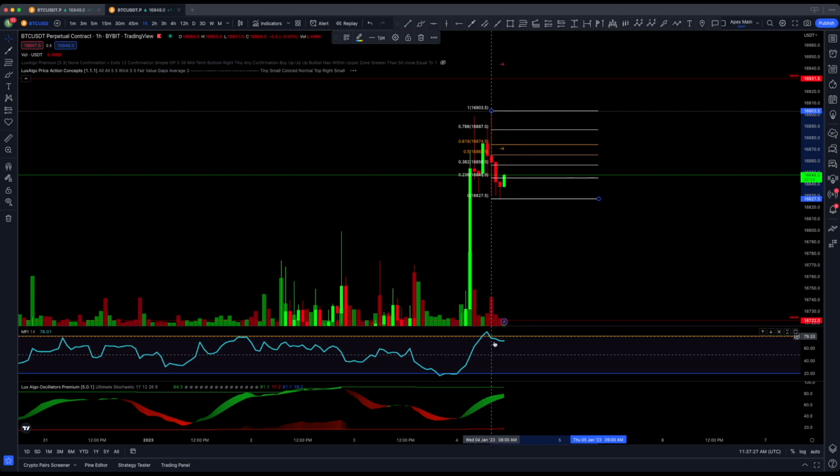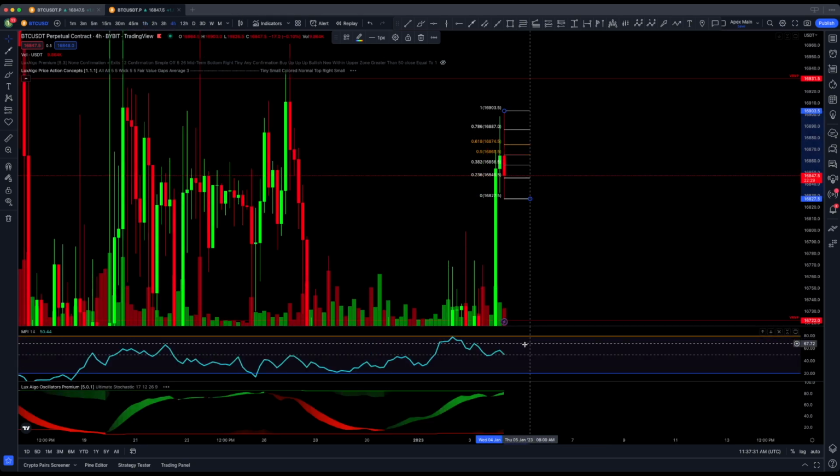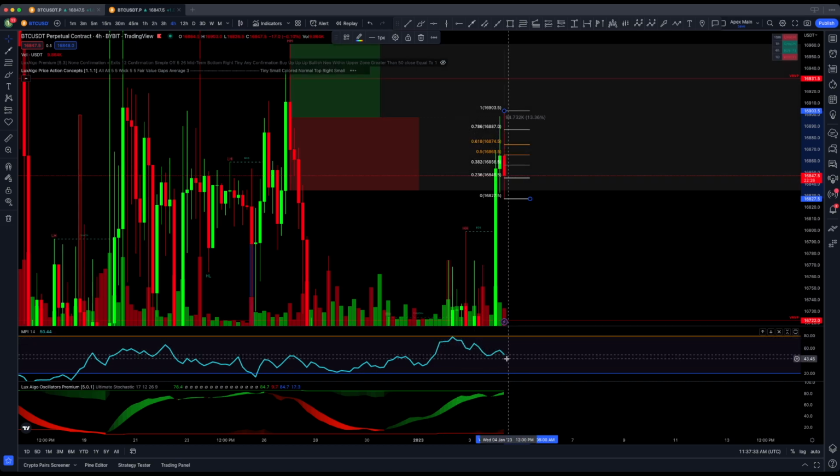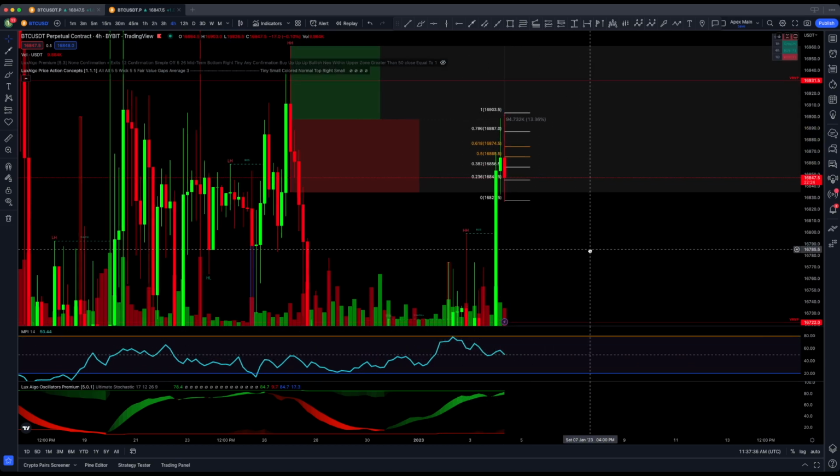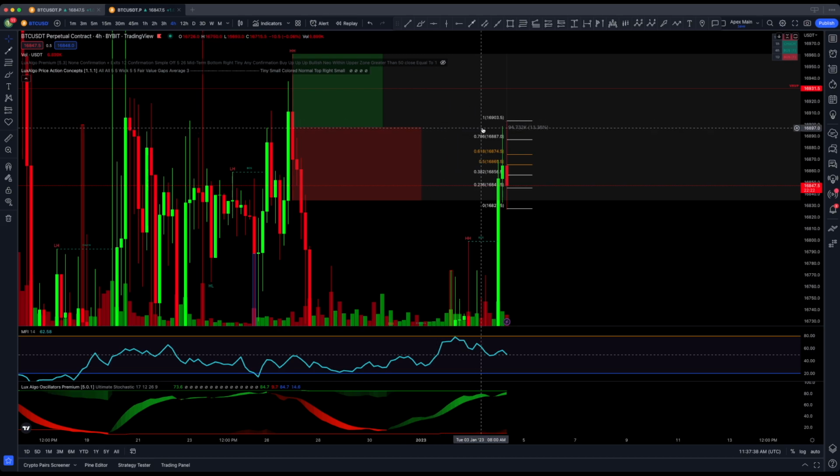The 1 hour is still heavily overbought. On the 4 hour, we're moving down in general. We came up, what did we tag? Right at that order block there, to the absolute button.